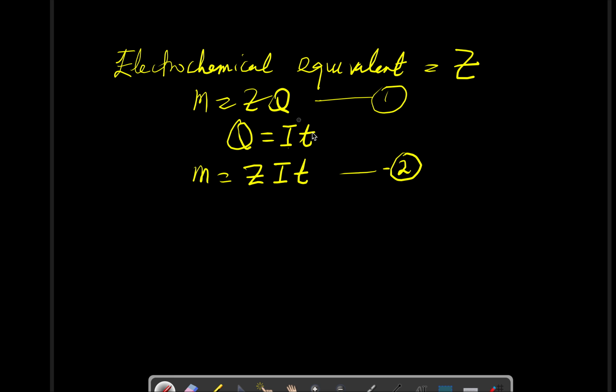Q, we know that it has a formula IT. So in place of Q, we replace it with IT. This Z is still this one, M is still this one. So this is another unique formula. I need you to be familiar with this formula and also be familiar with this formula under first law.